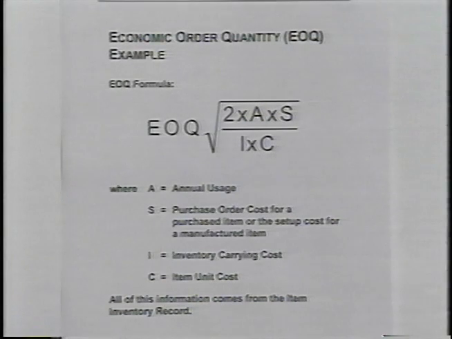Now moving to page 11A, we're addressing the economic order quantity. So I have developed for you the formula. Again, I repeat the different definitions of the characters that are shown in the formula. There is a note at the bottom of the page that addresses that all of this data comes from the inventory record. That is, if your inventory record is set up properly.